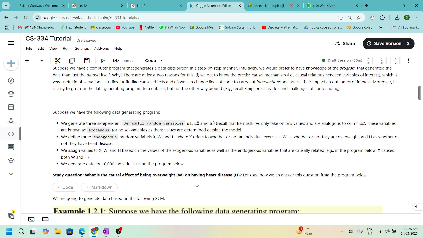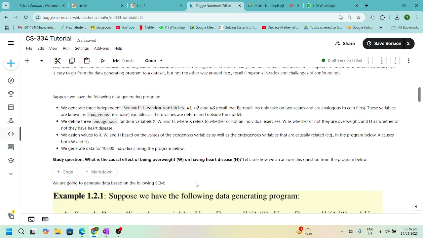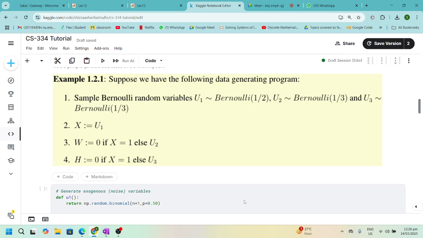All right. And then you have a covariate over here, which is whether individuals exercise or not, because exercising may determine whether an individual is overweight or not, and exercising has an impact on whether individuals develop heart disease or not. So you're going to assign values to X, W, and H based on your Bernoulli random variables as part of your data generating process. Using this process, we have generated 10,000 individuals for this program.